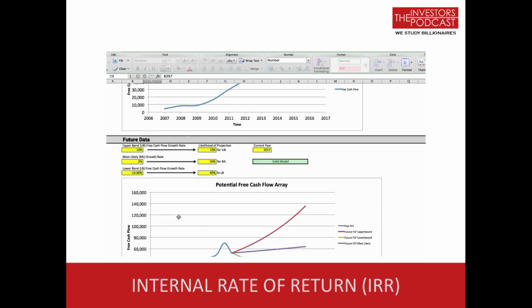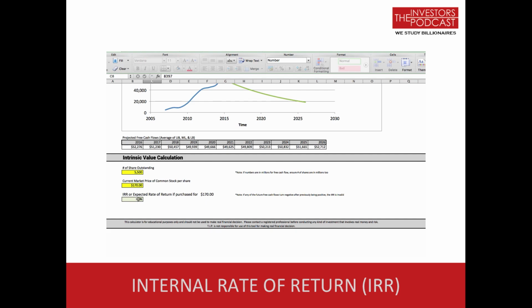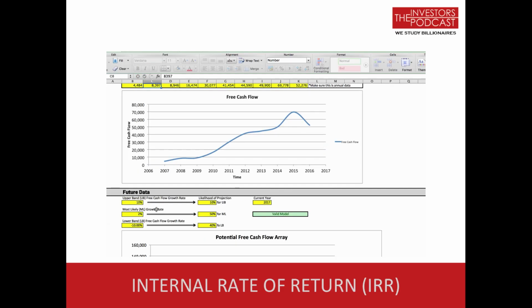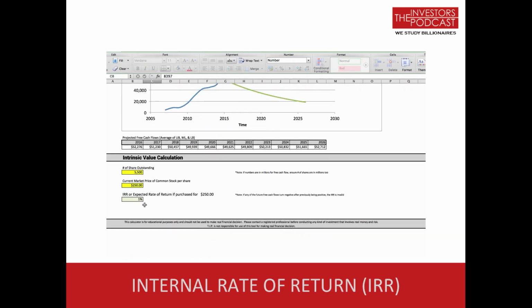So if we hit enter, you're going to see that the price didn't change too much. Let's adjust it a little bit higher. From the time I record this, I can add more decimal places so you could see the changes. But if I add 190 and I hit enter, now you're going to see that it's down to 3%. So the higher this goes, let's say it's $250 and the free cash flows remain the same, the expected return should go down. And it did. It went down to 1%.